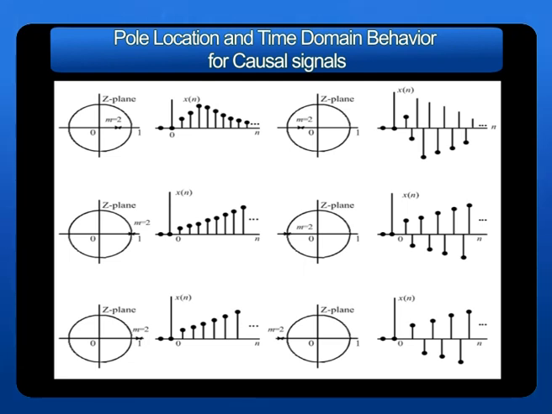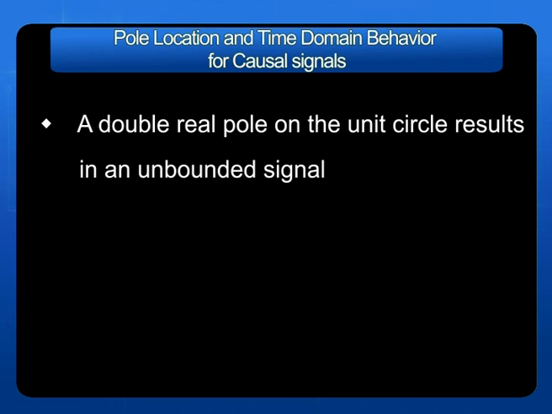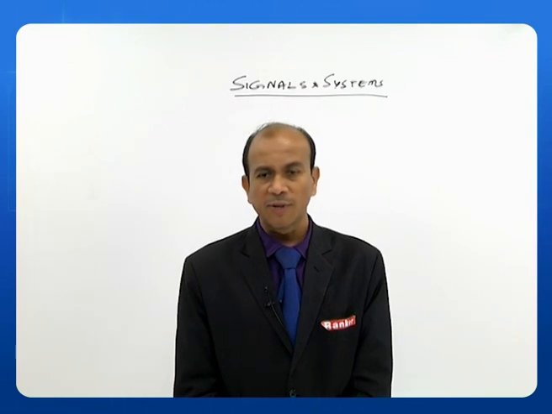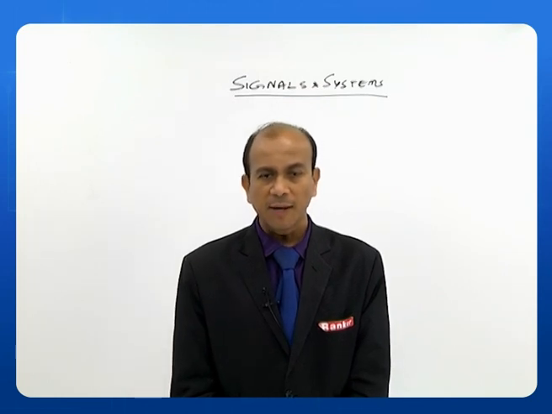Similarly, you have a double pole which is negative lying inside the circle, then a double pole lying on the circle on the negative side, and then again two negative poles lying outside the circle. All these three cases, if you look at these figures, it is very clear how the behavior is happening. A double real pole on the unit circle results in an unbounded signal.